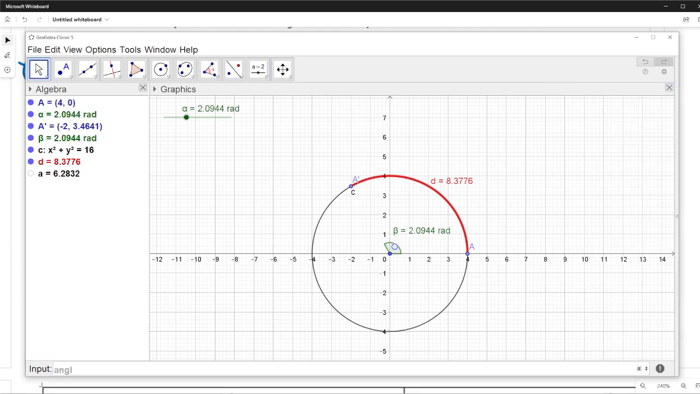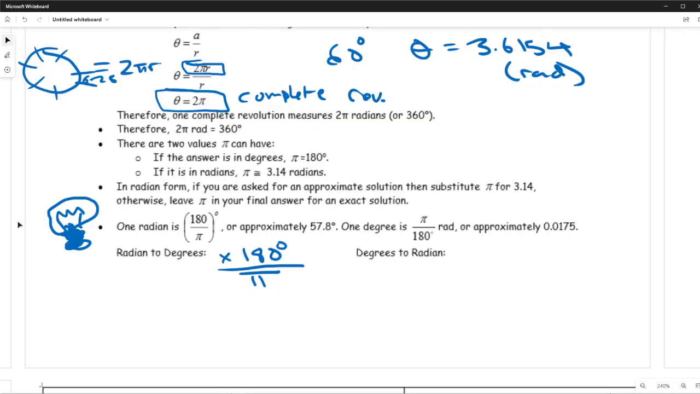How do we do that if we're just calculating ourselves? Take 2.0944, multiply it by 180, okay, you get 377.82, divide that number by pi, you get 120, okay? And that is how you can convert from radians to degrees.